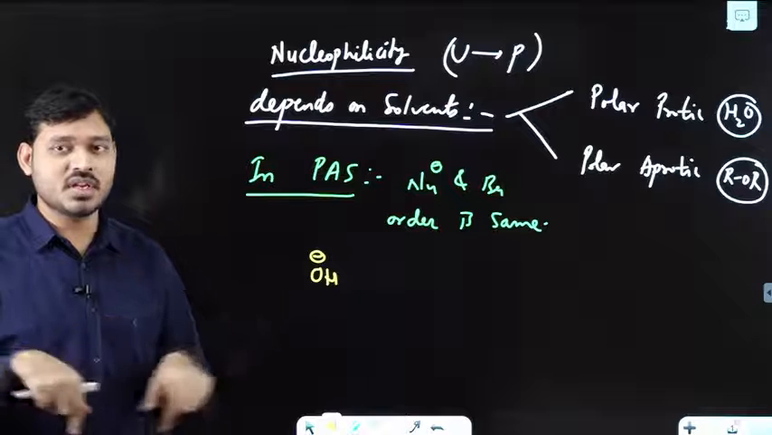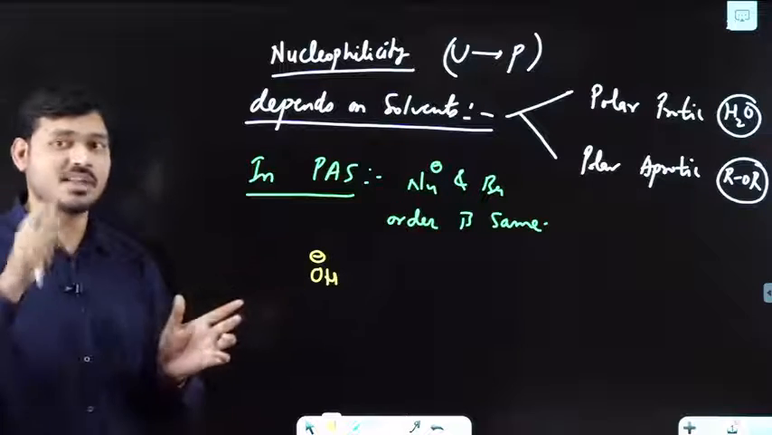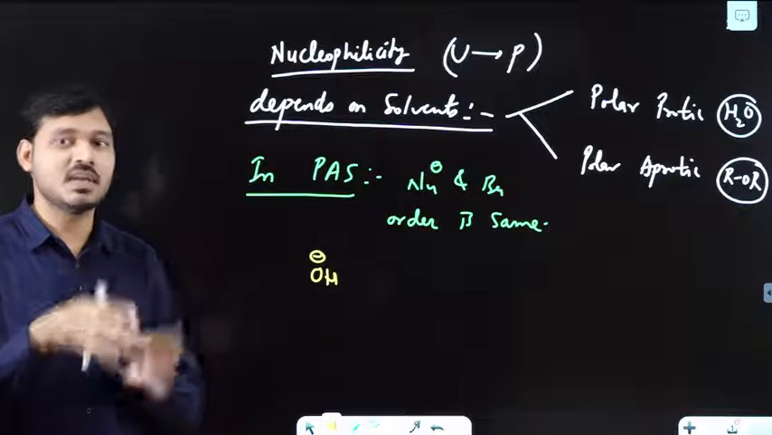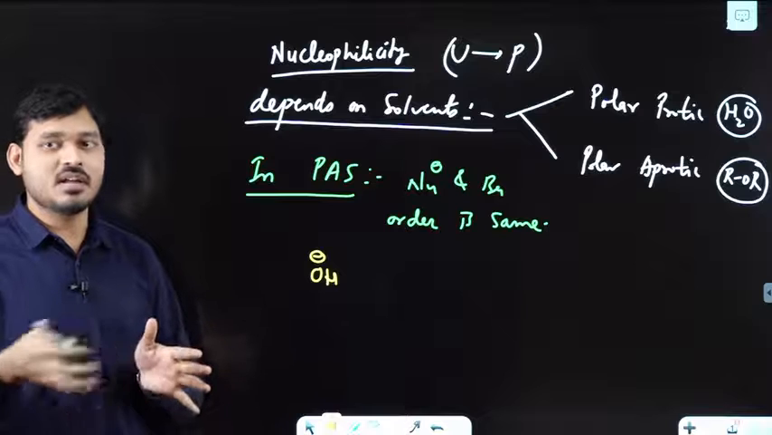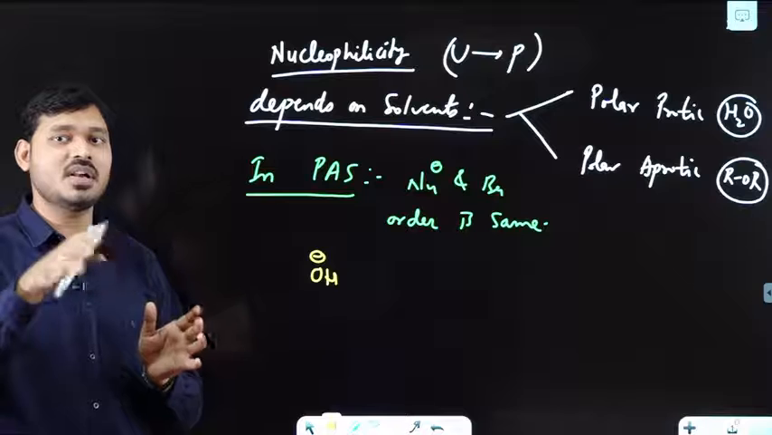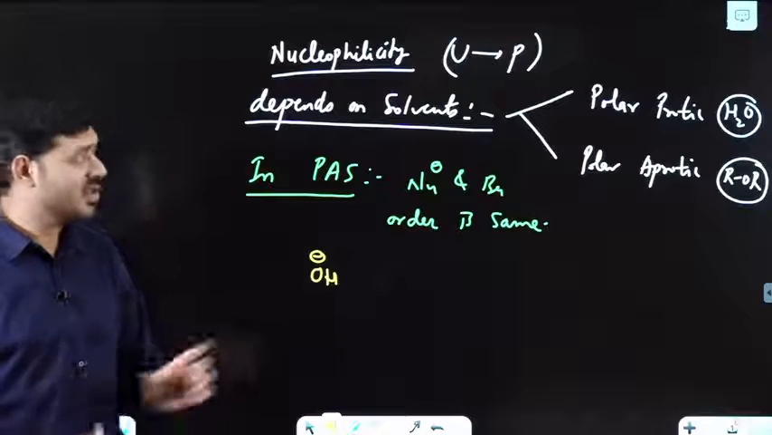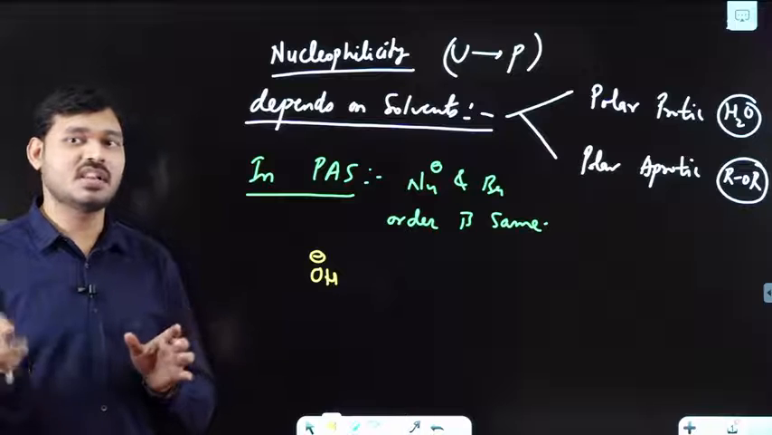But what happens if in the solution there is a polar protic solvent? Now it can also act as a base. Due to its basicity property, it will behave as a base and react with the solvent as well. So its nucleophilicity will be disturbed. Clear to you? So in polar protic solvent, the order of nucleophilicity and basicity is reversed.